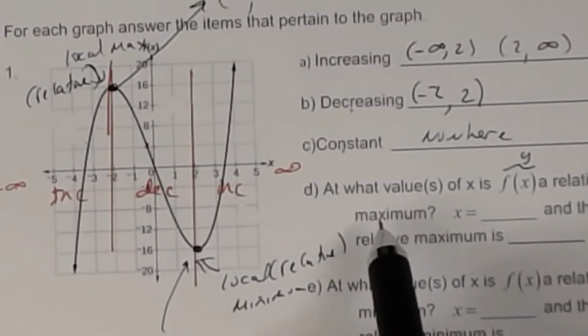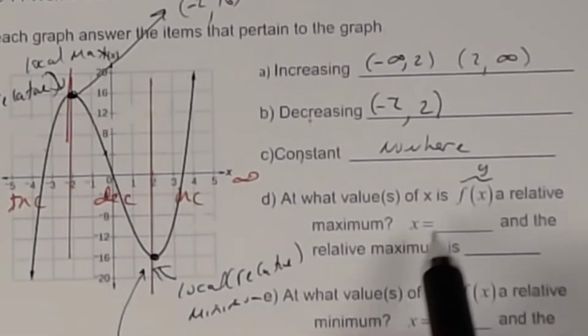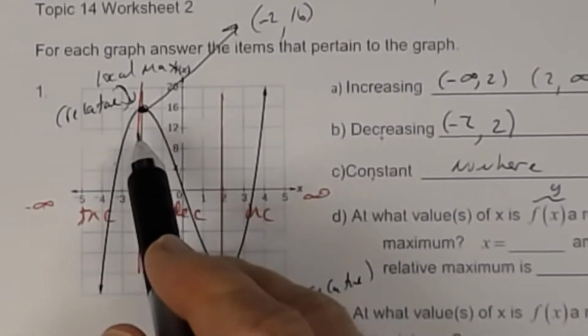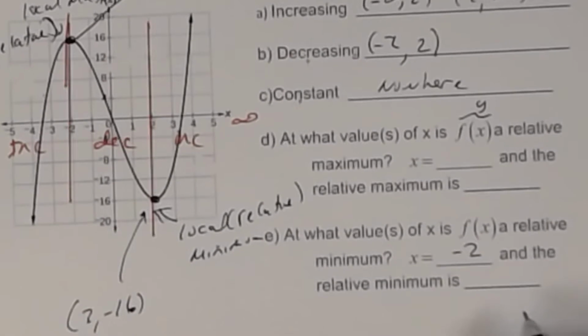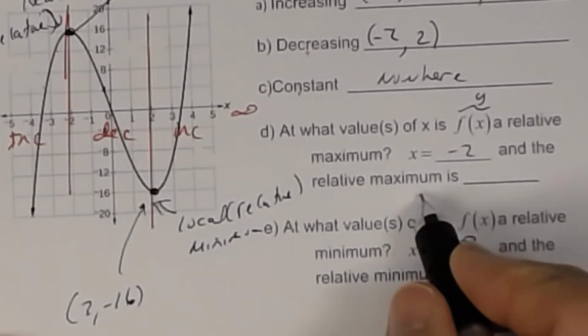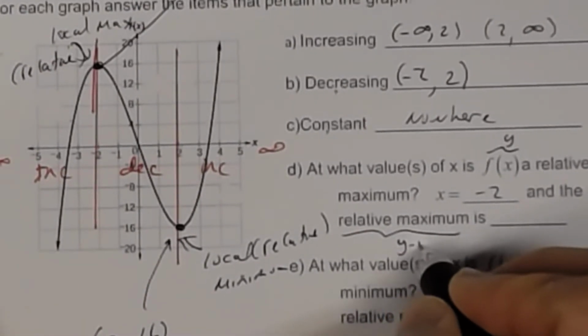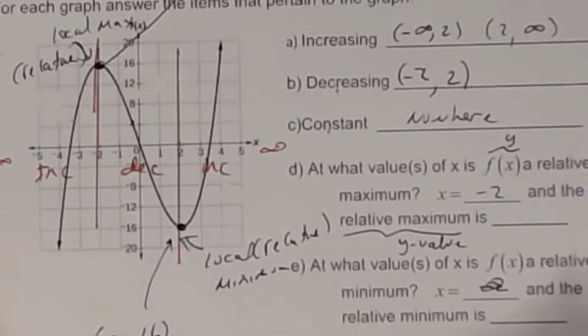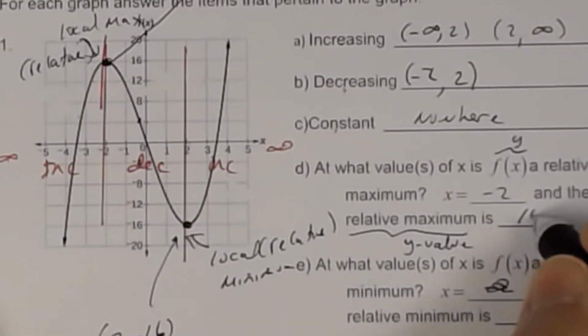So let's talk about the maximum now. At what value of x is y a relative max? Y is a relative max when x is negative 2. So you're going to say x equals negative 2. And then what is that relative maximum? The relative maximum is that y value. Make sure you understand that's the y value that goes there. So the y value is 16.